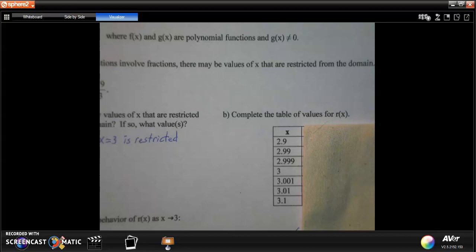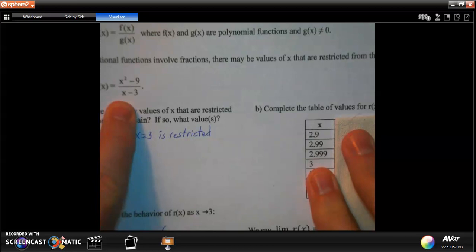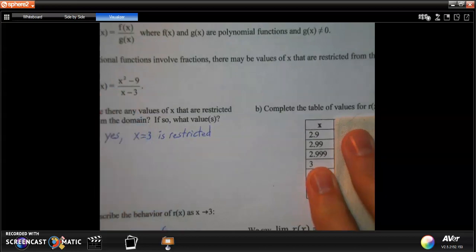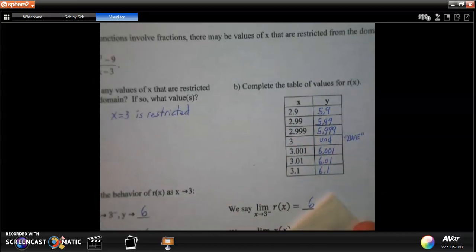If you complete the table of values, you can pause the video if you need to, but I'm going to show the answers here. All you're doing is putting y equals x squared minus 9 divided by x minus 3 into your calculator. I highly suggest that when you enter that in your calculator, you put parentheses around the entire numerator and the entire denominator, or else you're going to miss every single one of these rational functions. You want to keep the numerator together and the denominator together, so put parentheses around them. When you do that, you should get the same values that I do.